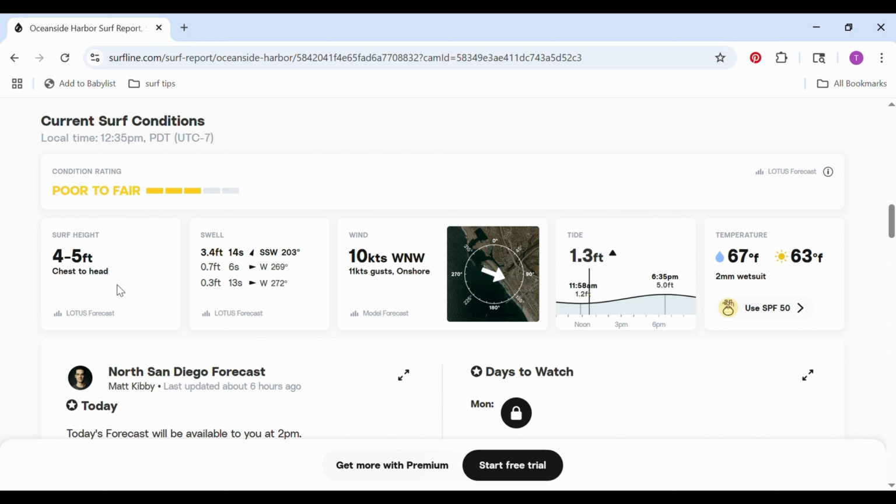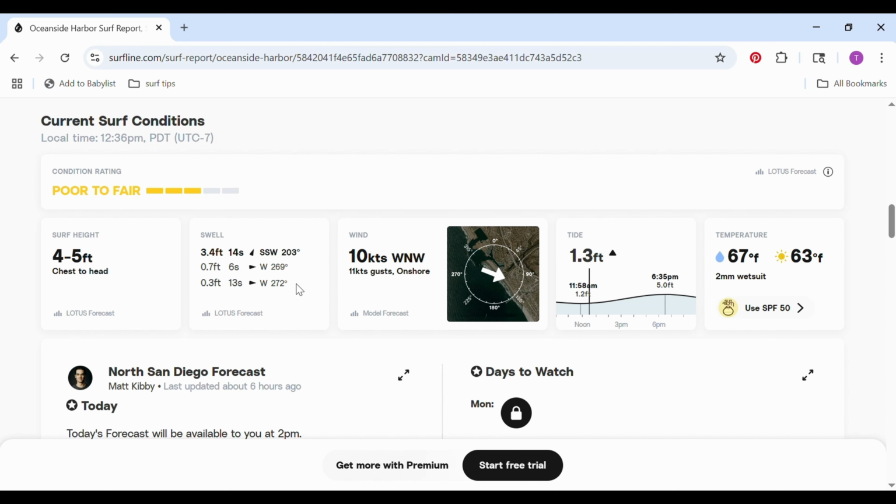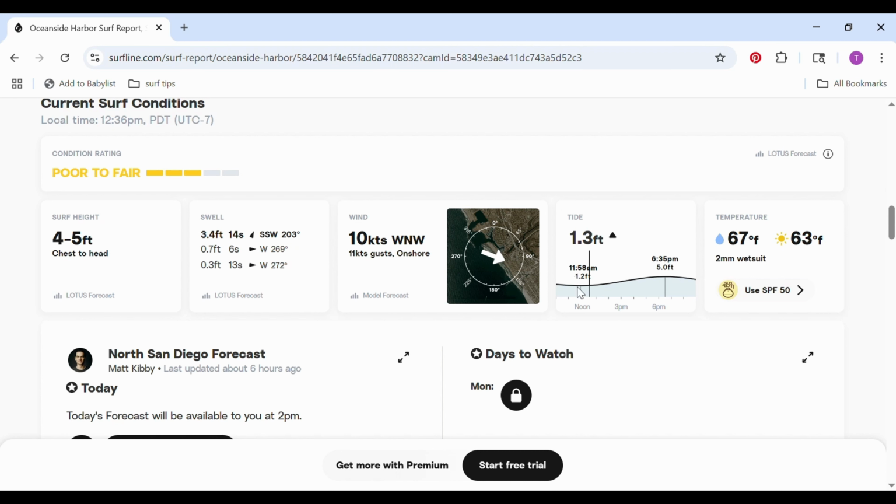We can see the swell, the primary swell, and the 2 secondary swells, and their direction, and how many seconds apart each wave is. We can also see the wind direction right now. It is saying it is 10 knots with 11 knot gusts, and it's onshore. We can also see what the tide is right now. It looks like it is a low tide at 11:58 a.m.